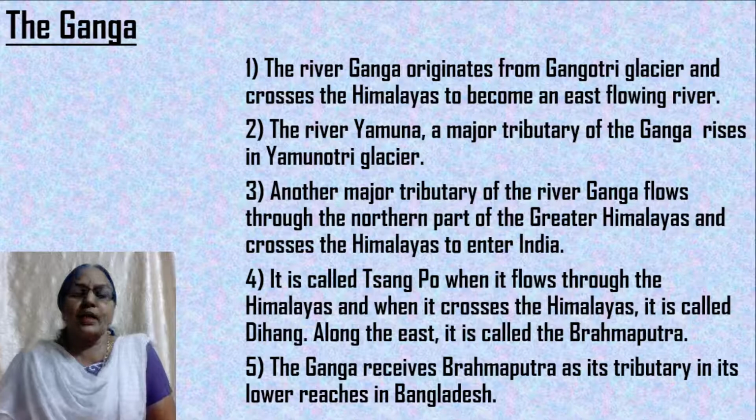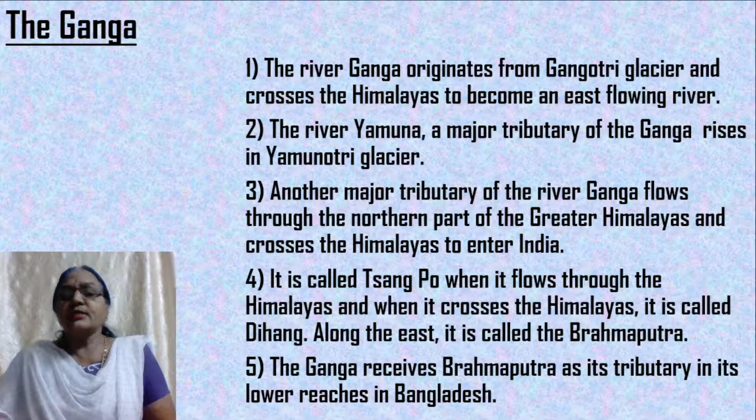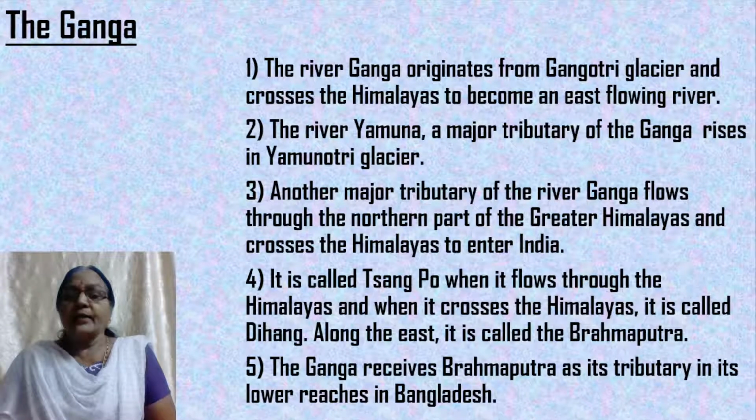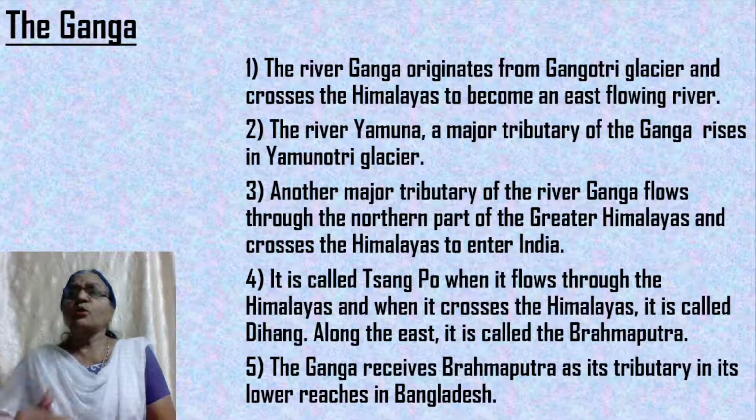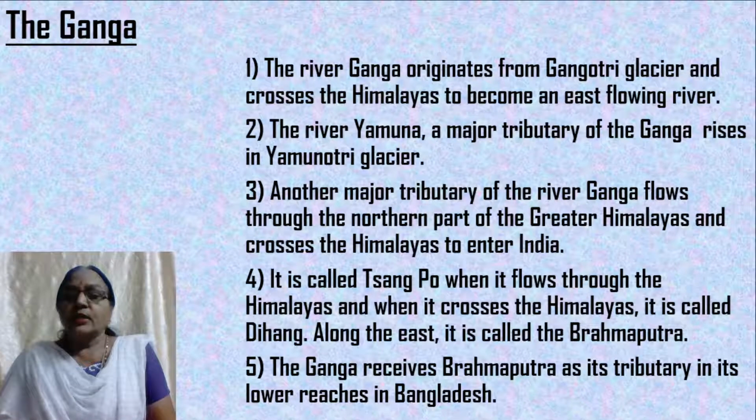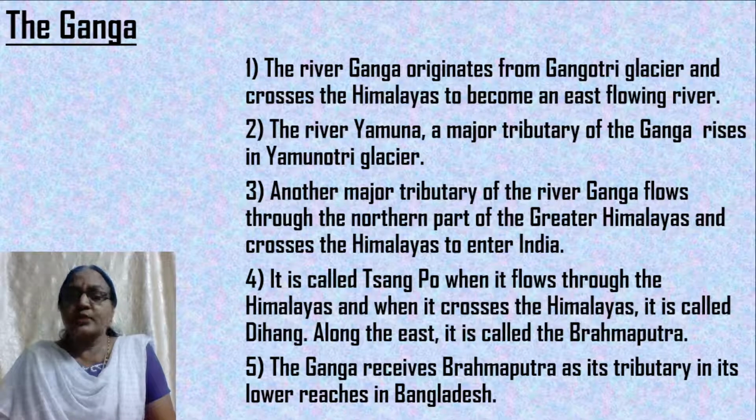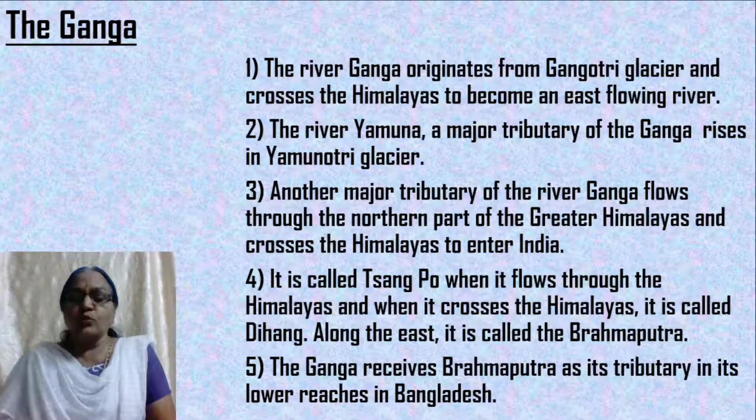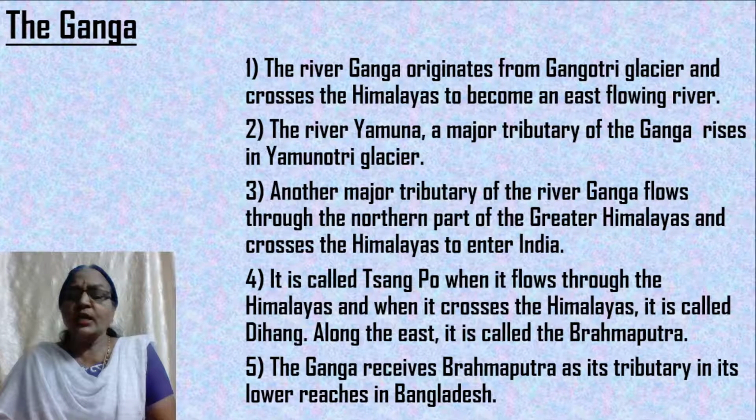Next is the Ganga. Ganga rises in Gangotri Glacier and it crosses the Himalayas to become an east flowing river. As we said, most of the Himalayan rivers have their source in the glaciers. Further down, the Ganga is joined by the Yamuna river. Yamuna rises in the Yamunotri glacier.